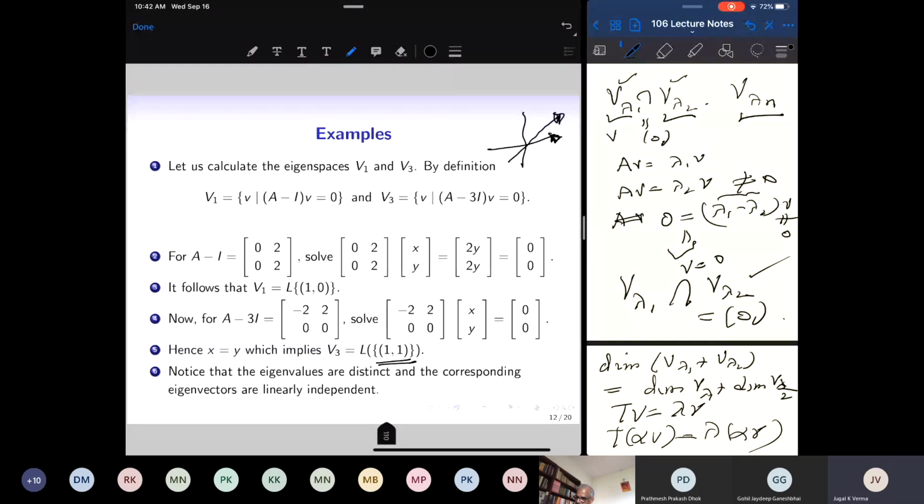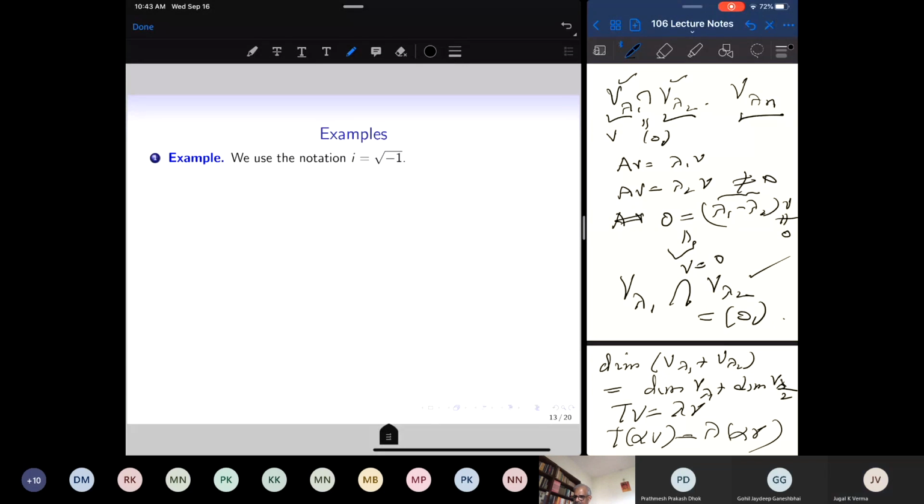These are the two eigenspaces, and the only vector which is common between them is the zero vector. The sum of the dimensions of these two eigenspaces is 2, which is the dimension of the whole space in which the eigenspaces are living. And the matrix is diagonalizable because the two eigenvalues are distinct, so the corresponding eigenvectors will be linearly independent. These two vectors are linearly independent. They constitute a basis of R2 on which my matrix is acting, and therefore this matrix is diagonalizable.